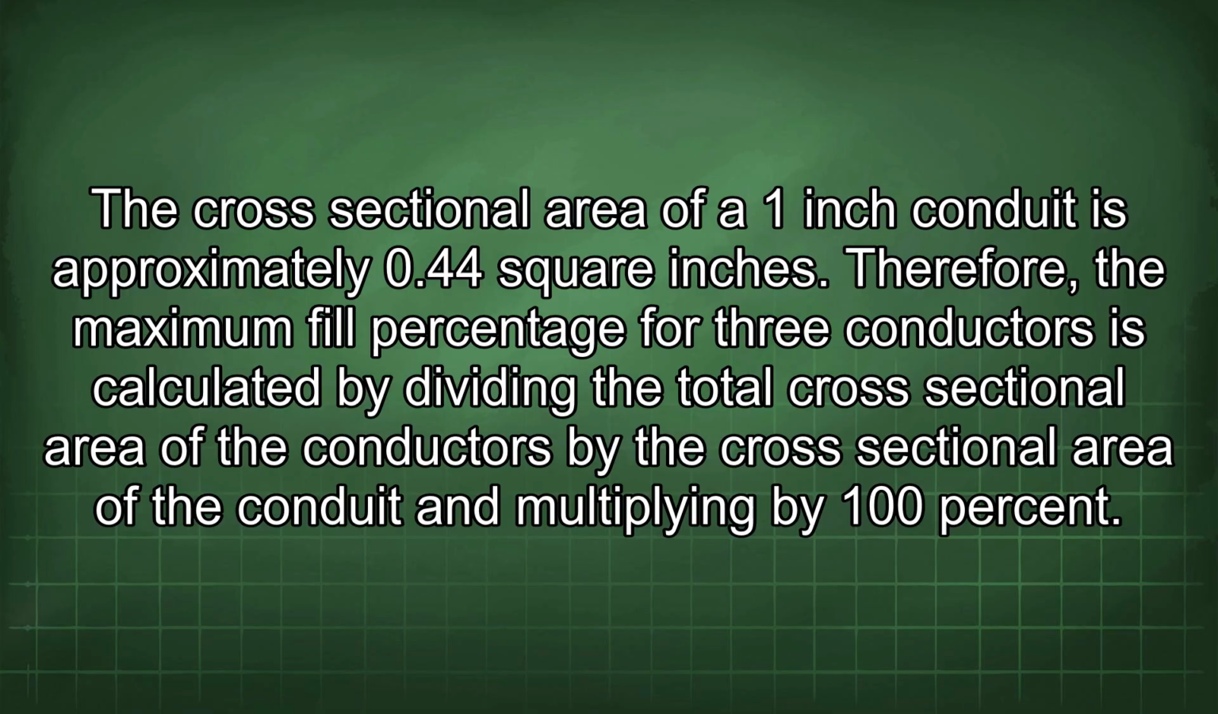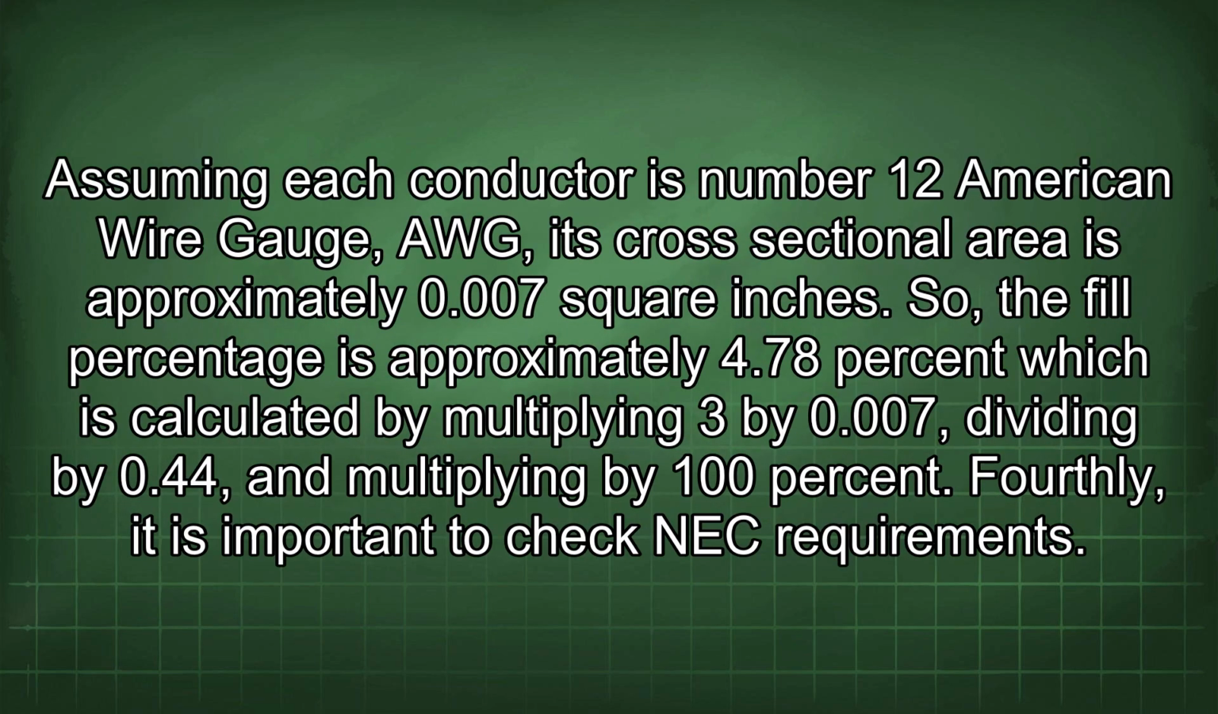Therefore, the maximum fill percentage for 3 conductors is calculated by dividing the total cross-sectional area of the conductors by the cross-sectional area of the conduit and multiplying by 100%. Assuming each conductor is number 12 American Wire Gauge (AWG), its cross-sectional area is approximately 0.7 square inches. So, the fill percentage is approximately 4.78%, which is calculated by multiplying 3 by 0.7, dividing by 0.44, and multiplying by 100%. Fourthly, it is important to check NEC requirements.